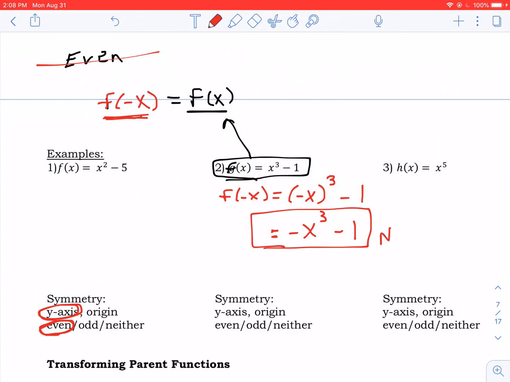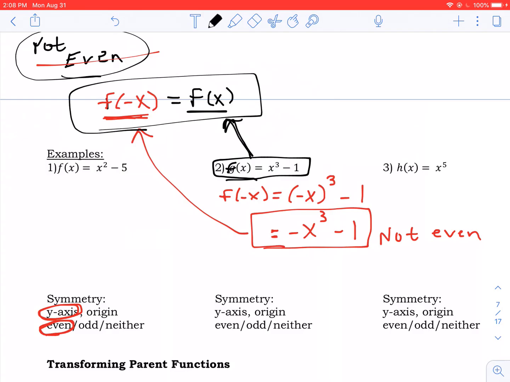So at this stage, all we can say is that it is not even. Unfortunately, it's not the case that if it is even, then it's not odd, or if it's not even, then it is odd. You can have a third option. So let's be very careful. We have just proven that f of negative x was not the same as f of x, therefore it was not even.